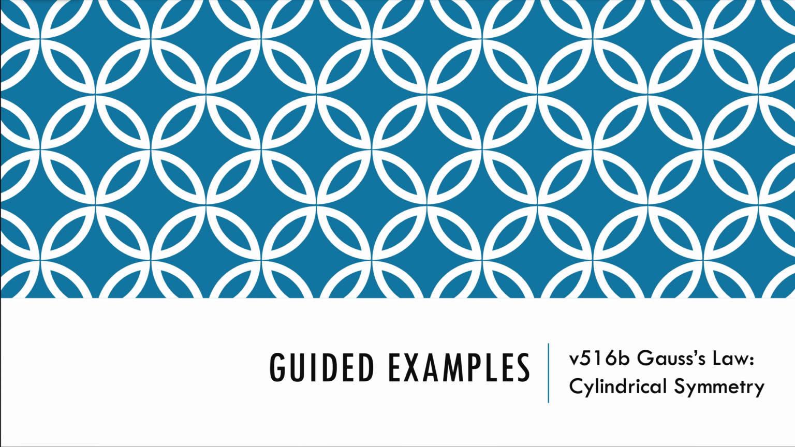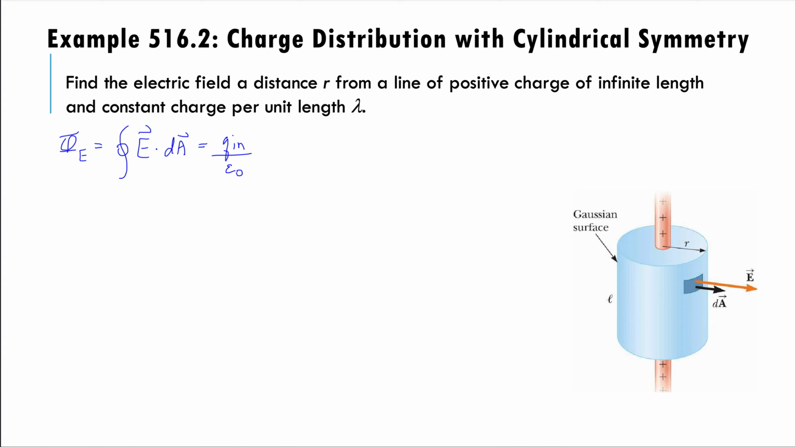Hey everyone, this is Dr. Walker. In this video, we're going to go over another example of using Gauss's law, and this time it will be a problem with cylindrical symmetry. In this problem, we have a line of infinite length, positive charge, and we have to find the electric field a certain distance away from it.